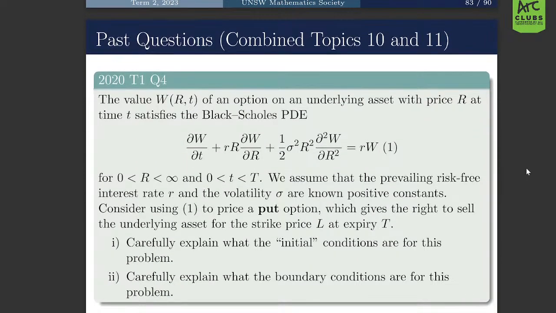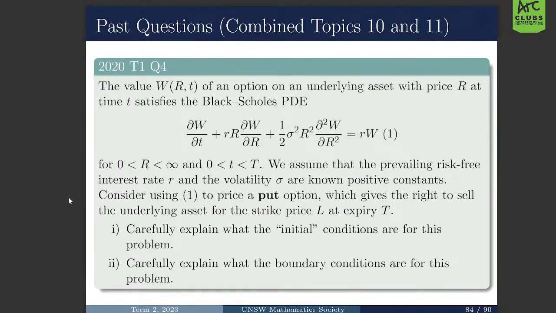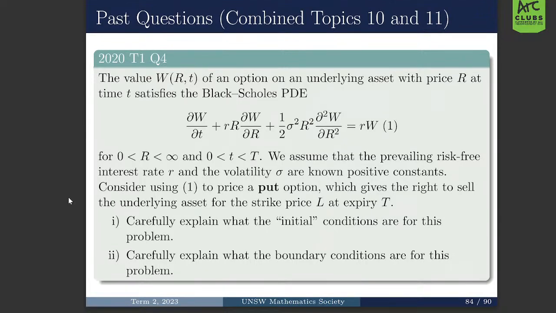So now this is the final thing of my presentation, and this is just going to be a past paper question. I will go through the 2020 T1 question 4, the entire question 4, that encapsulates both topic 10 and 11, with the Wiener process, or not really the Wiener process, sorry, with Black-Scholes and with change of variables and so on. So let's take a look at the question first.